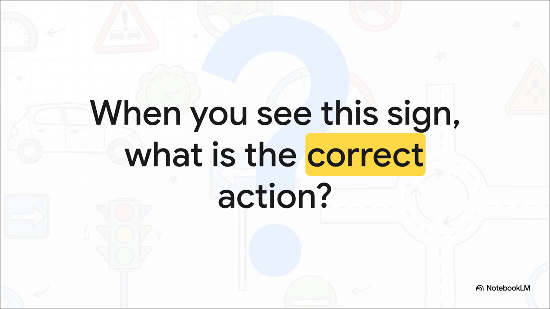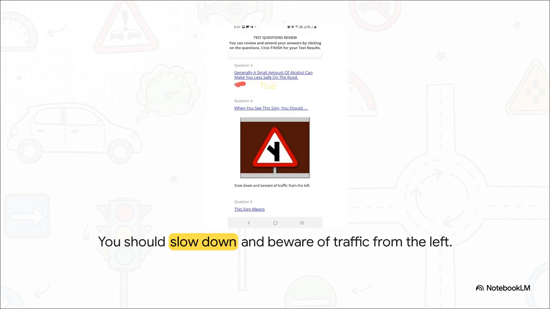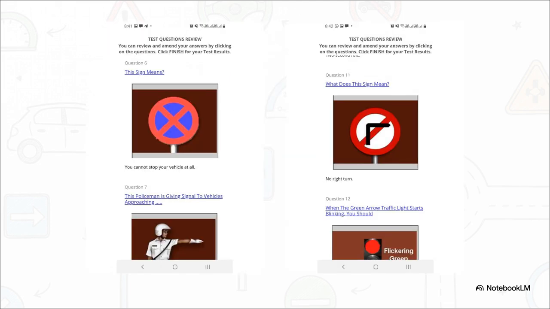Picture this. You're driving along, coming up to an intersection, and you see this sign pop up. What's the immediate correct action here? The right move is to slow down and keep a sharp eye out for traffic coming from the left. This is a very specific sign for a T-junction. You're joining a main road, so all the traffic you need to worry about is going to be coming at you from the left.